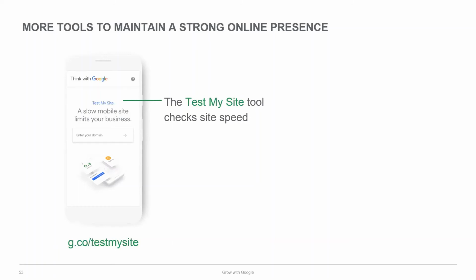You can check the speed of your website by using the tool shown here on the screen called Test My Site at g.co/testmysite. This test measures mobile speed, or how long it takes the site to load on a phone. Keep in mind that it's not just the strength of the web connection that determines the mobile speed, but also all of the elements that you have included on your page.